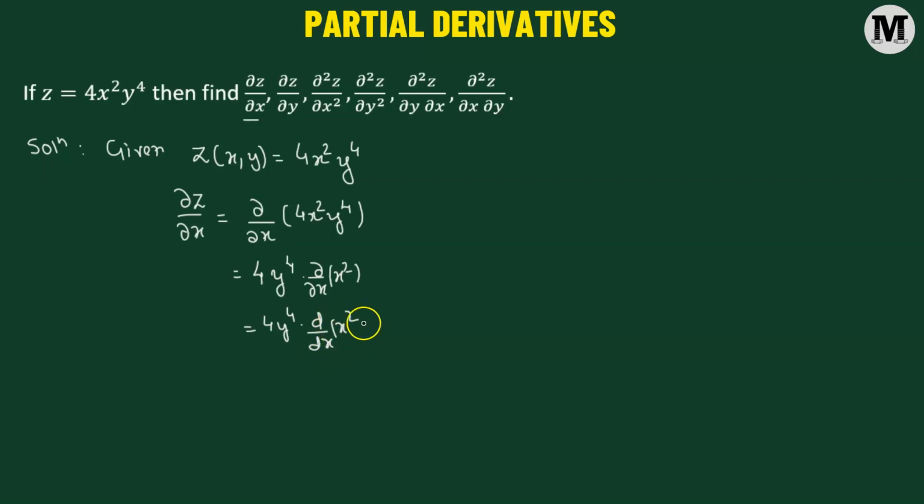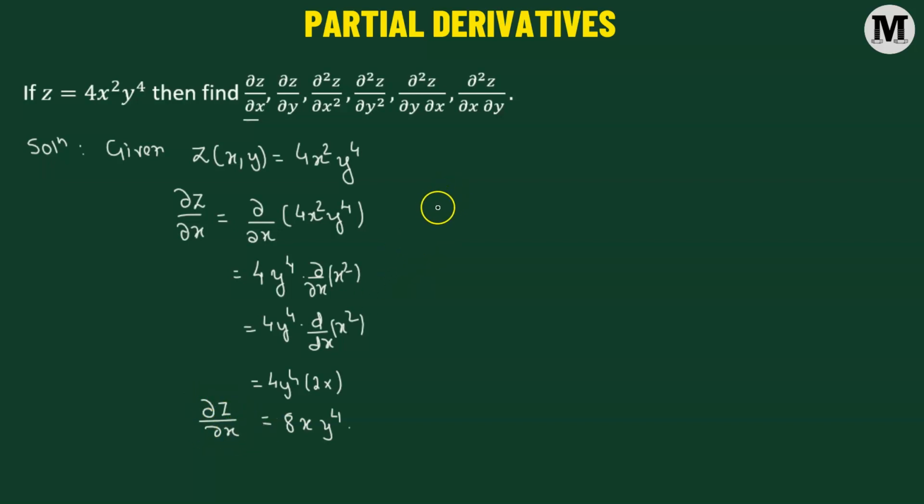Now we can use the power rule to obtain the derivative of x squared with respect to x, and that's going to be simply 2x. So we have 4 times y raised to the power of 4 times 2x. Let's simplify this. So we have 4 times 2, that's going to be 8. We have 8 times x times y raised to the power of 4. So this is the value of partial derivative of our function z with respect to x.